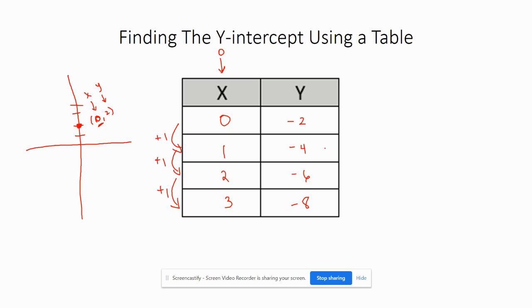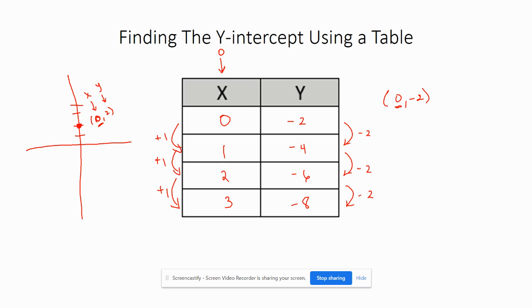Now over here, I'm also doing a pattern. I'm doing -2. -2 minus 2 is -4. -4 minus 2 is -6. -6 minus 2 is -8. So I can already tell my slope is -2. But the question asks you for the y-intercept. So whenever I have a 0, my y-intercept should be -2. So my point is (0, -2).